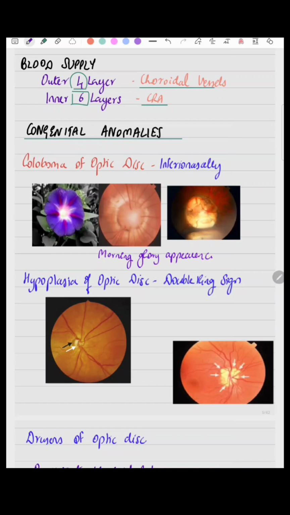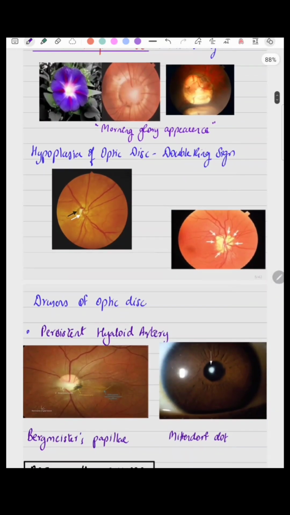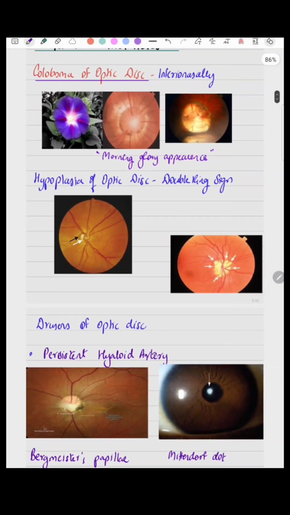See, this is the optic disc. You can see the coloboma here. Inferior nasal coloboma is the typical appearance, known as the morning glory appearance. That is the optic disc coloboma.